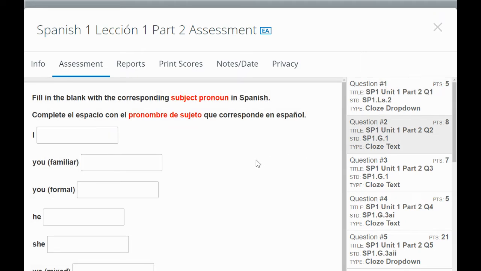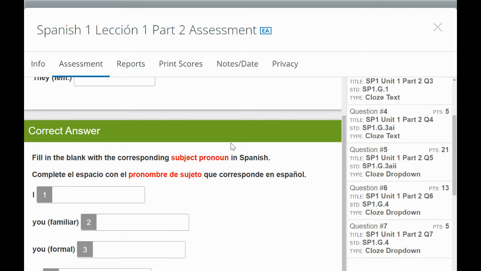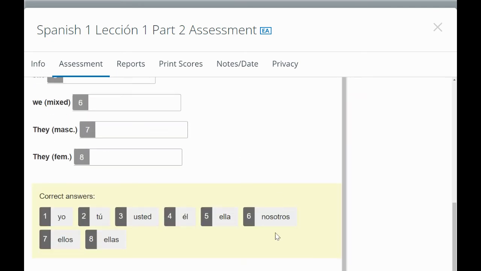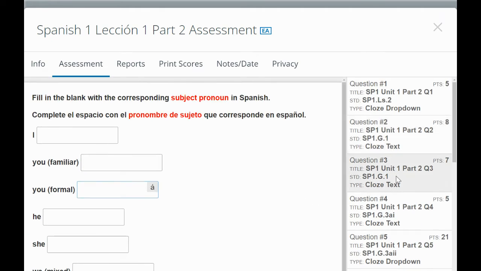Question 2. Fill in the blanks with the corresponding subject pronouns. Subject pronouns. If I is English, what's the Spanish form of I? Yo. Okay, you, formal, familiar, those kinds of things. He, she, we, they. Make sure you're typing in the correct pronouns for those. We do not worry about vosotros.